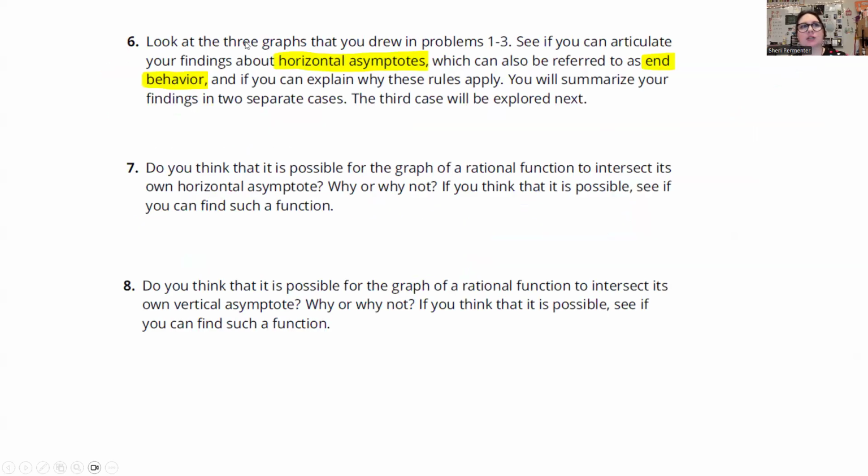Question number 6 says, look at the 3 graphs that we did graph. See if you can articulate your findings about horizontal asymptotes and end behavior. You already did these notes. The notes are on the front. You already sketched or wrote out and gave examples of horizontal asymptotes and end behavior.